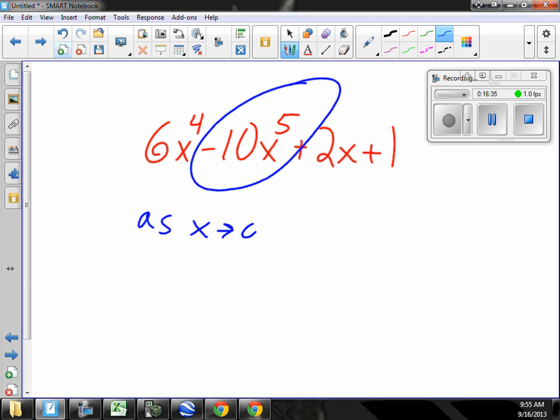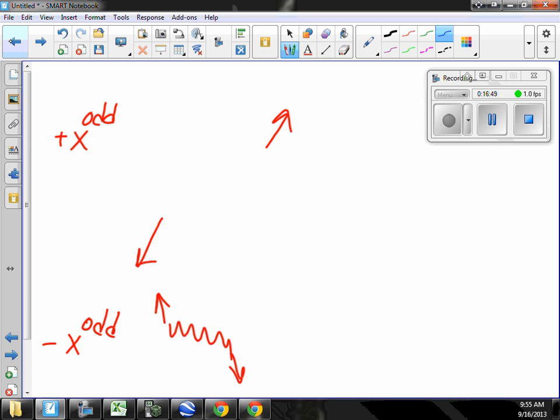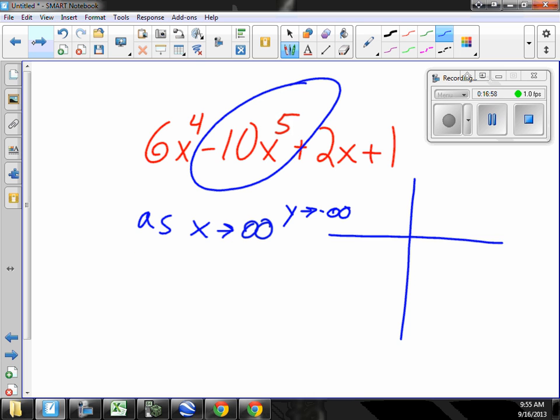As x approaches infinity, so as the graph goes to the right, what's it going to look like? It's going to go down. How do we know it's down? Well, if I look back here, it's a negative odd. And the negative odd starts on the top and ends on the bottom. Okay? As x approaches negative infinity, y approaches infinity. So I know the graph looks something like this. I don't know what happens in the meantime. Yes, this is the answer.